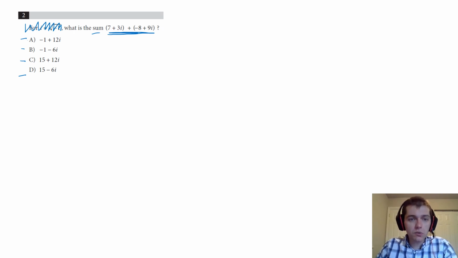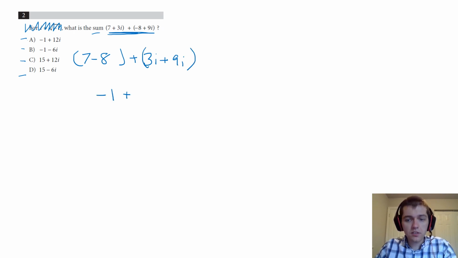So combine terms, combine your constants. You'll have 7 minus 8, and then you can combine your terms that have i attached. So you can do plus 3i plus 9i. So 7 minus 8, you'll have -1 plus 12i. And that is available as A. A is the correct answer.